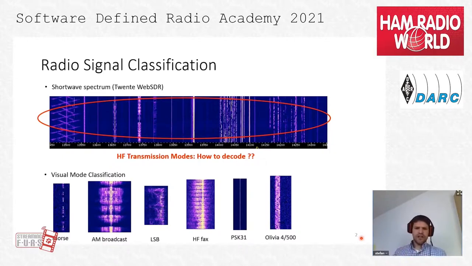So you can figure out the mode by looking at the spectrogram, but it's sometimes quite hard and you need to have a lot of experience. If you are an expert in that domain, it will be quite easy to determine a lot of modes. But if you're not so used to looking at spectrograms in the shortwave bands, it can be really hard to determine the modes. And what we want to do now is we want to see how we can automate this process of classification of modes.